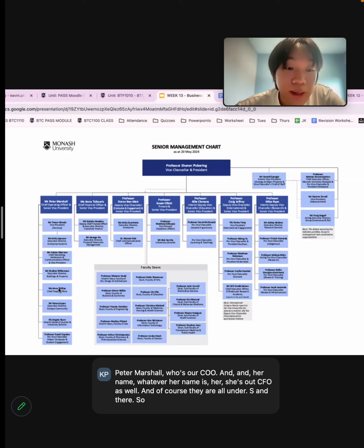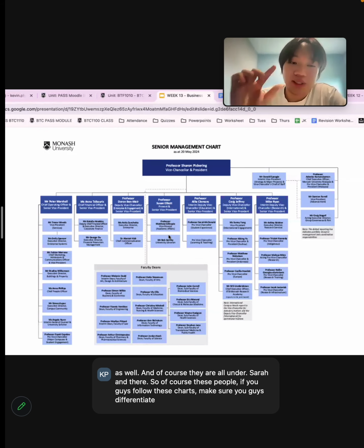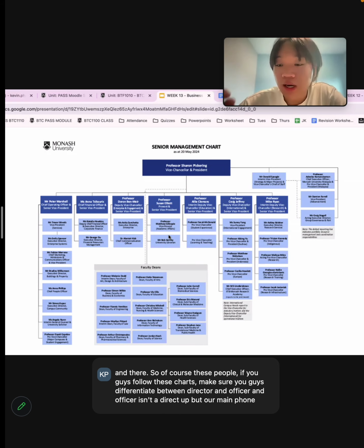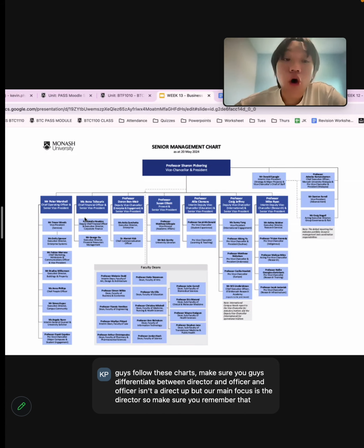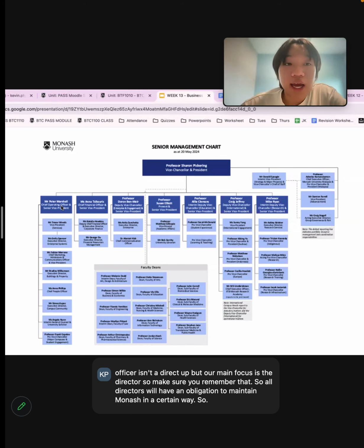So of course, if you follow these charts, make sure you differentiate between director and officer. An officer isn't a director, but our main focus is director. So make sure you remember that. All directors will have an obligation to maintain Monash in a certain way. So of course, Monash is a company.